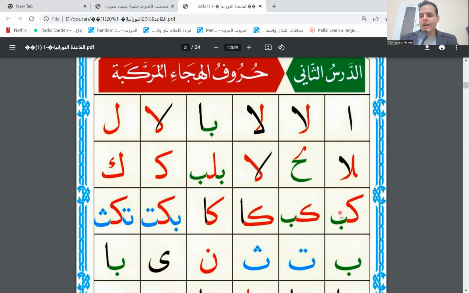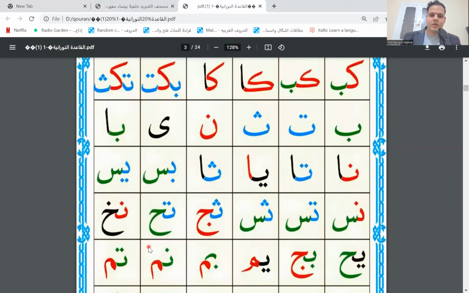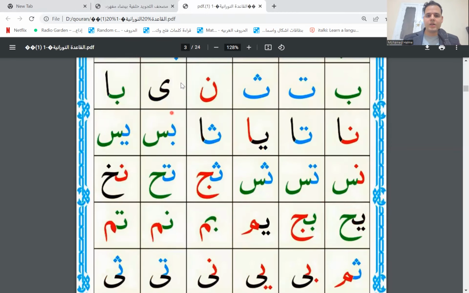Now this one, ka ba, ka a, ba ka ta, ta ka tha, and then ba, ta, tha, na, and ya. Okay. Now remember one more thing, that ya can come with this shape, 2 dots down. So this is ya, the black one. This is also ya, the last letters.